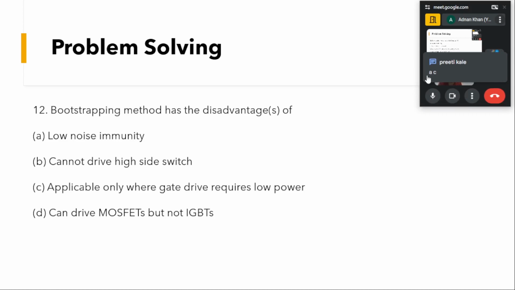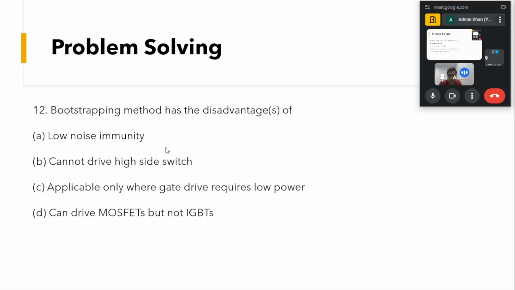One of the students has answered, and the answer is correct. If you look at the bootstrapping, there was no isolation between the power and the circuit side. Because of that, what we saw is there is low noise immunity between the two sides. So the first one is correct. The second, cannot drive the high side switch, is wrong, because bootstrap itself is used in order to drive the high side switch. So B is not the correct answer.